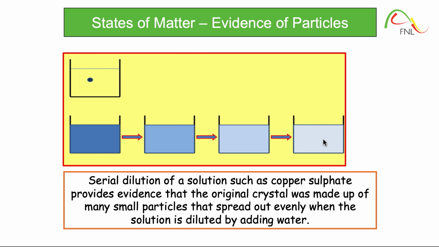This is called a serial dilution, where you're diluting a solution such as copper sulfate bit by bit. It provides evidence that the original crystal was made up of many small particles that spread out evenly when the solution is diluted by adding water. So particles exist here. There are fewer particles there, but they still exist. Fewer particles here, they still exist, and so on. So that is serial dilution, to prove the existence of particles.